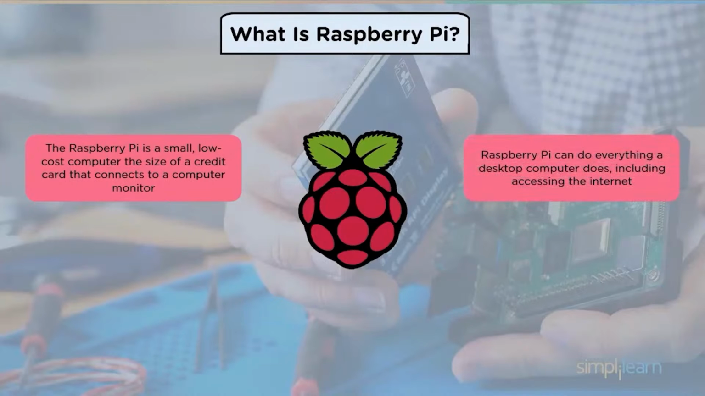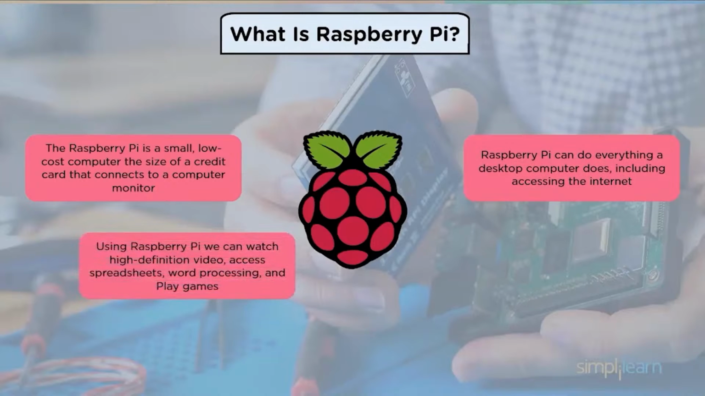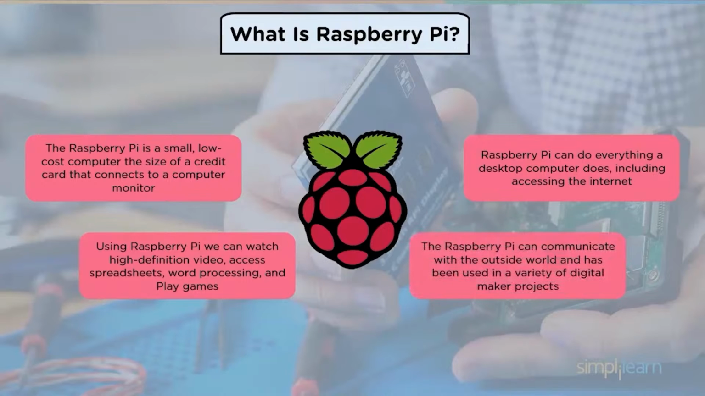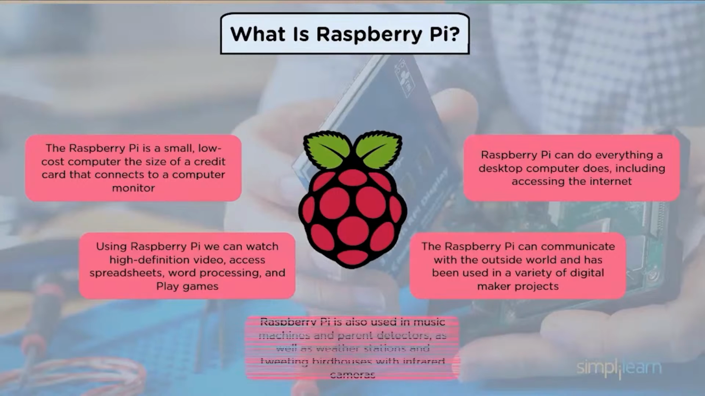Raspberry Pi can do everything a desktop computer does, including accessing the internet. Using Raspberry Pi, we can watch high-definition videos, access spreadsheets, do word processing, and play games. The Raspberry Pi can communicate with the outside world and has been used in a variety of digital maker projects. Raspberry Pi is also used in music machines and parent detectors, as well as weather stations and tweeting bird houses with infrared cameras.